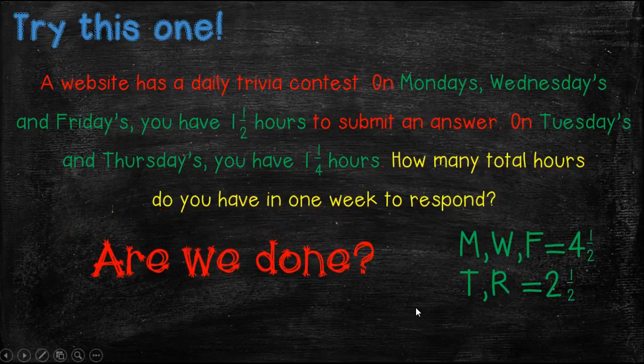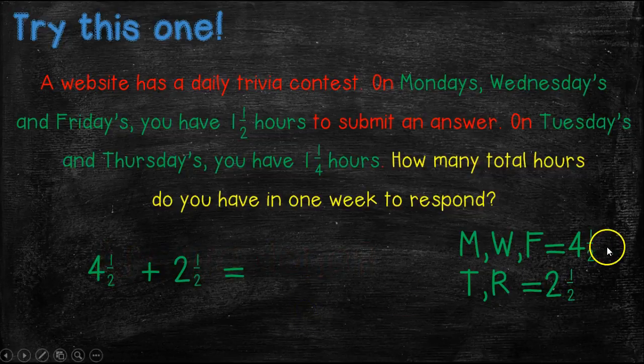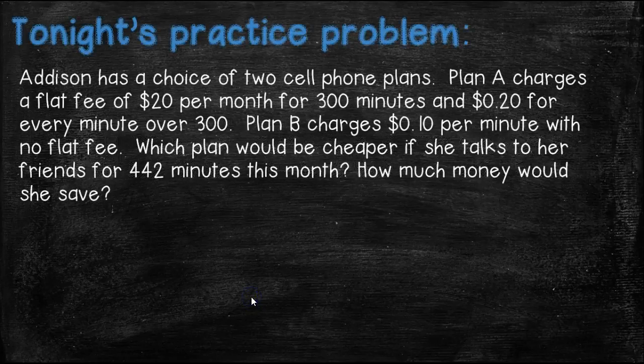So again, I have to ask you, are we done? We have found out how many hours we have on Monday, Wednesday, and Friday, and we have found out how many hours we have to respond on Tuesdays and Thursdays. But the question is, how many total hours do you have in 1 week to respond? So we need to add all of this together. So we're going to add 4 1/2 plus 2 1/2, and that equals 7 hours. Yay! Okay, so now it's your turn.